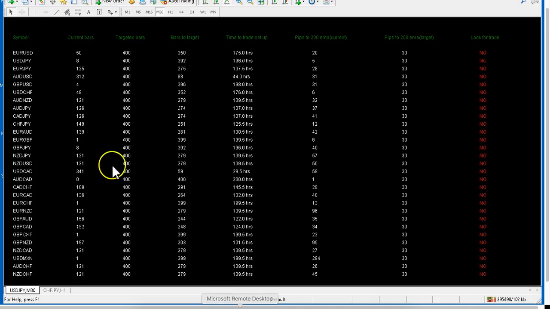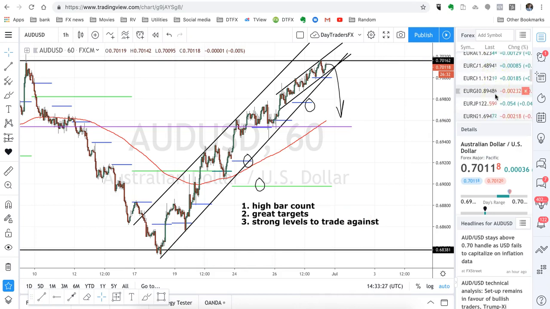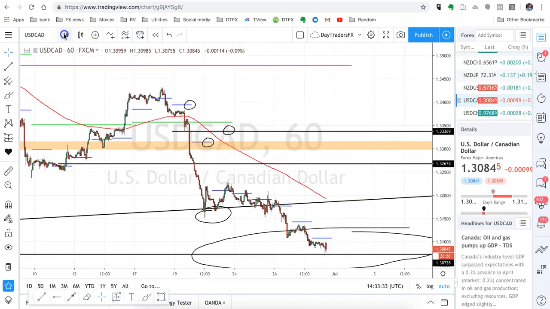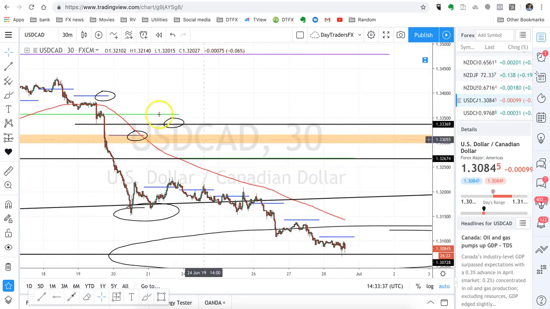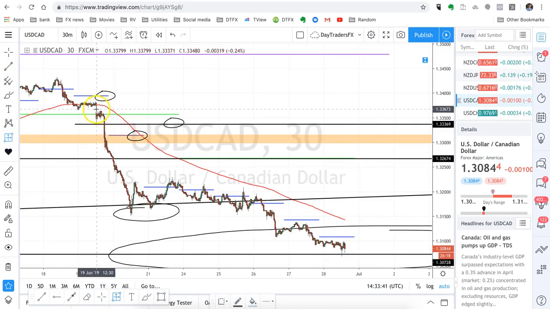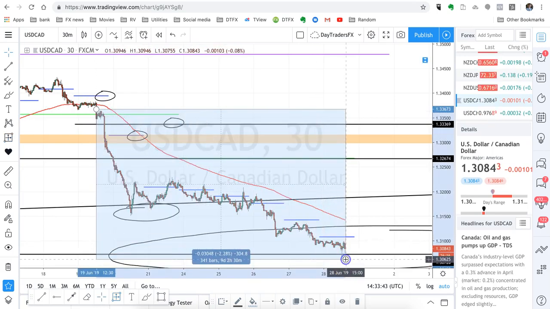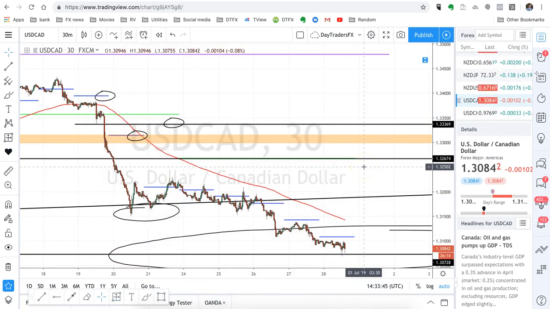So Aussie dollar's on the radar, and dollar CAD is on the radar as well. Dollar CAD is at this kind of major area here. Here's our dollar CAD, and again, we're looking at a pretty decent 30-minute bar count. Hasn't touched that in a little while. It's at about 340, I think. Let's double check that. So you can see we're right about 340, 341.